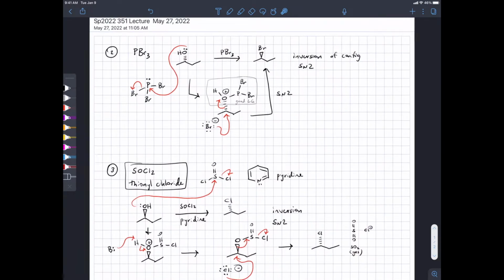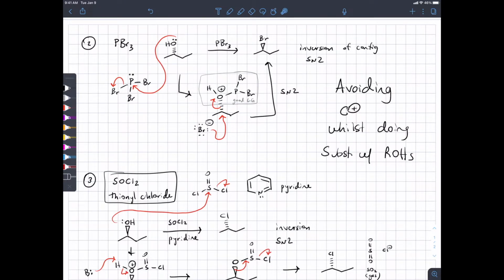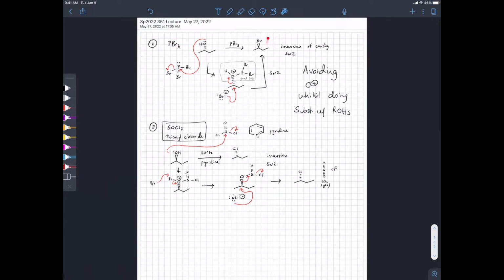Sorry, what concept were you explaining with these two examples? The theme is avoiding carbocationic intermediates while doing substitution reactions with alcohols. Whereas before, if we used HBr, we would lose stereochemistry, here we keep the stereocenter, or rather, we don't get a racemic mixture of enantiomers. That's the whole point.